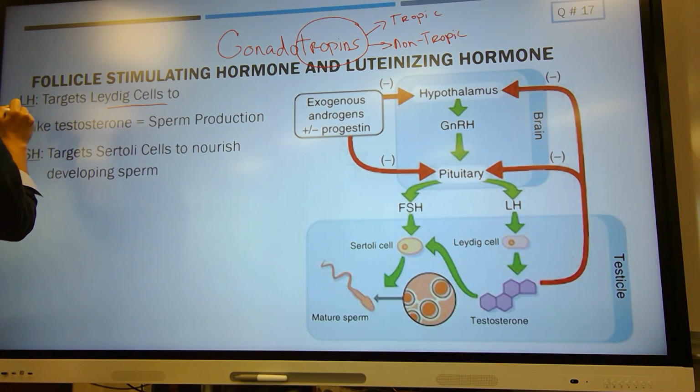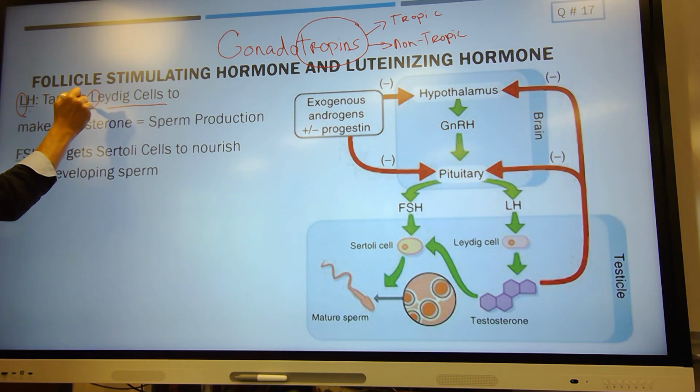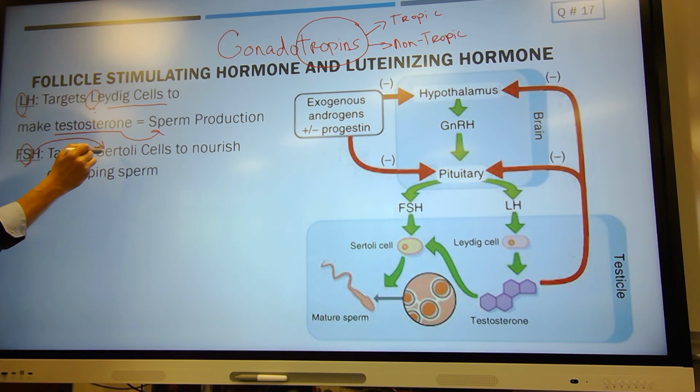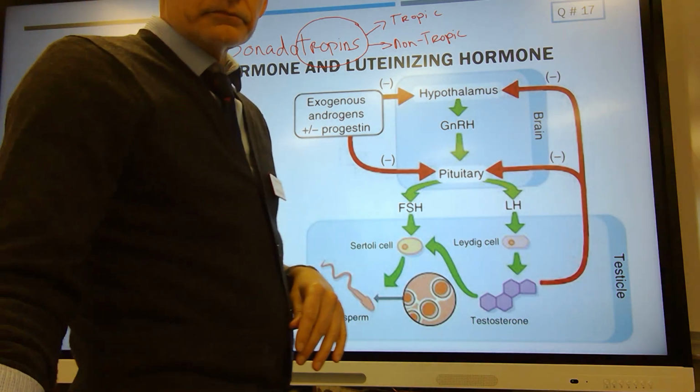So we can remember L, luteinizing, Leydig, and these are going to secrete the testosterone to create the sperm. And then we have follicle stimulating hormone, S for Sertoli cells, to develop the sperm. You can remember this because you have to make the sperm before you develop them, and so luteinizing hormone is going to come first.